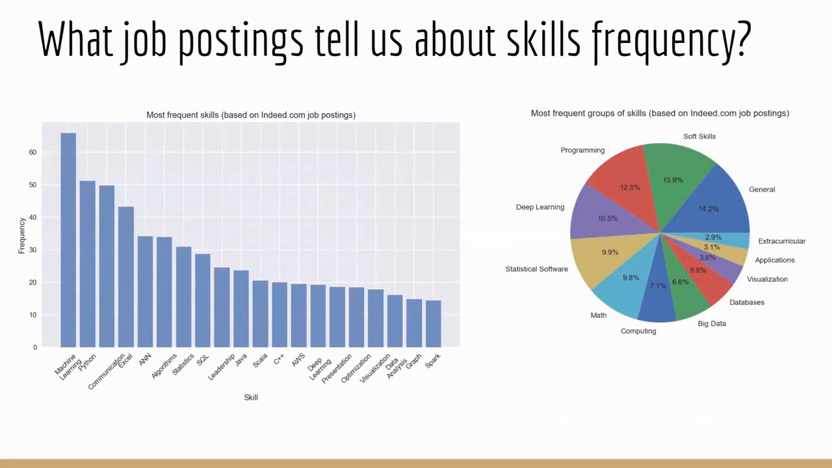So the chart on the left shows you what are the most frequent skills listed in job postings. Of no surprise, these are machine learning and Python, but what should be taken into attention is that communication also is in the top 3 skills, which means that soft skills really matter. So also there are Excel, funnily, artificial neural networks, algorithms, and so on.